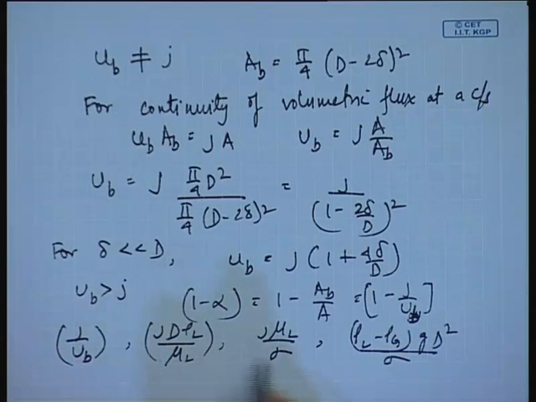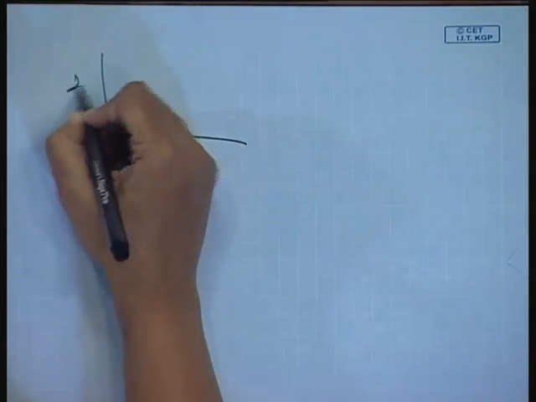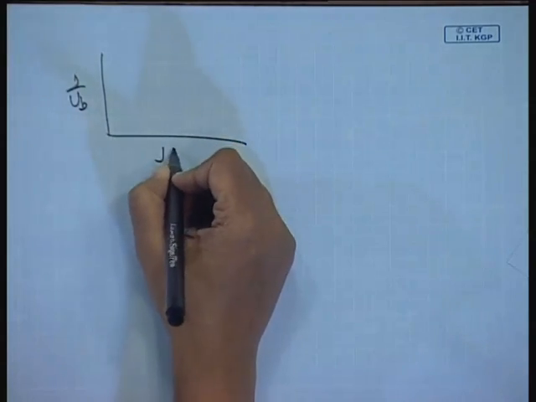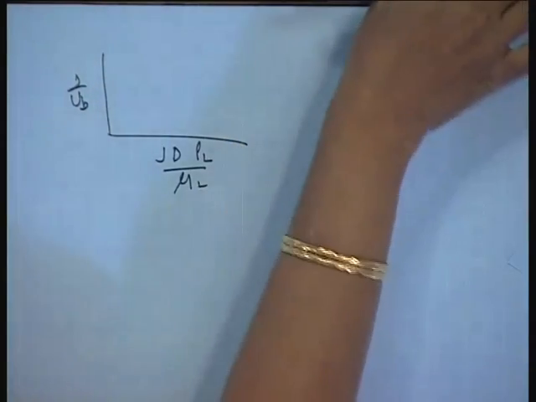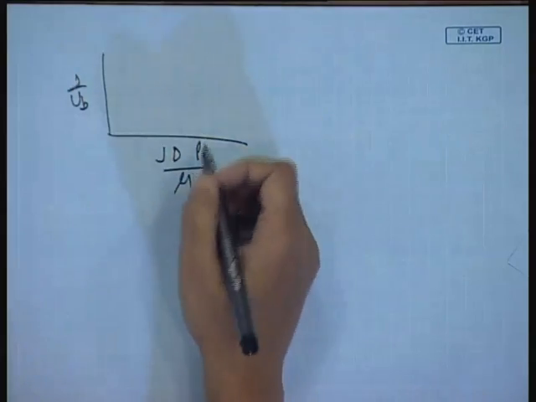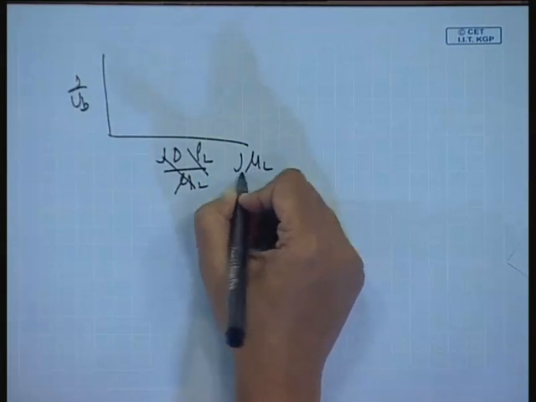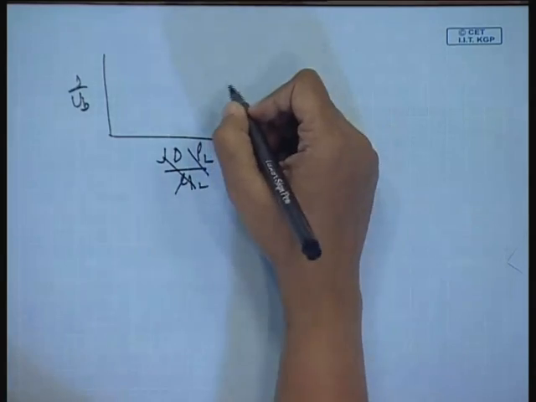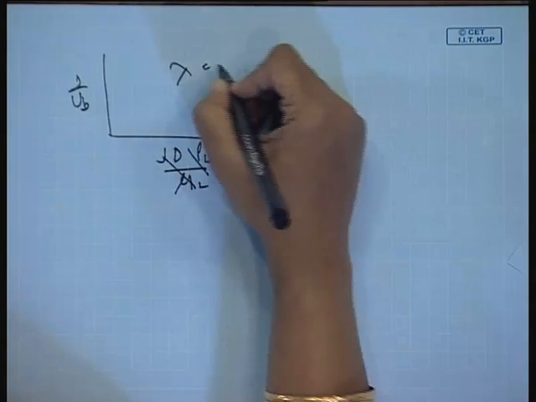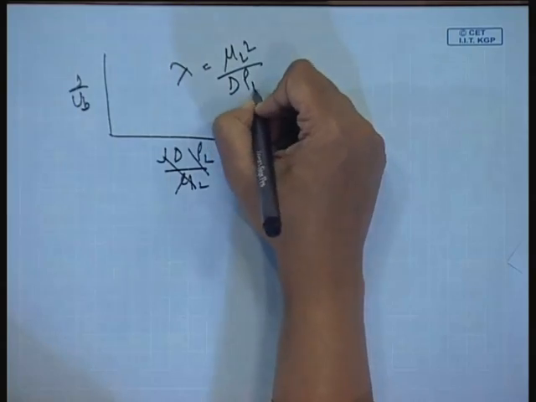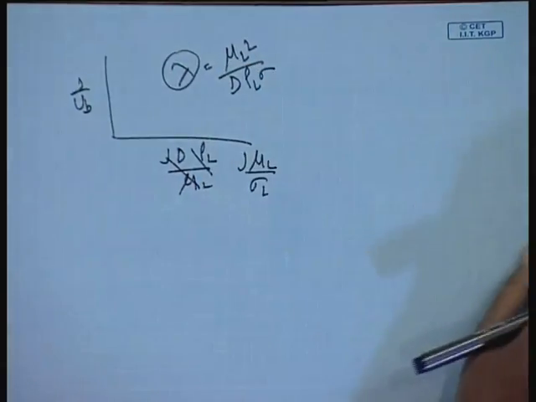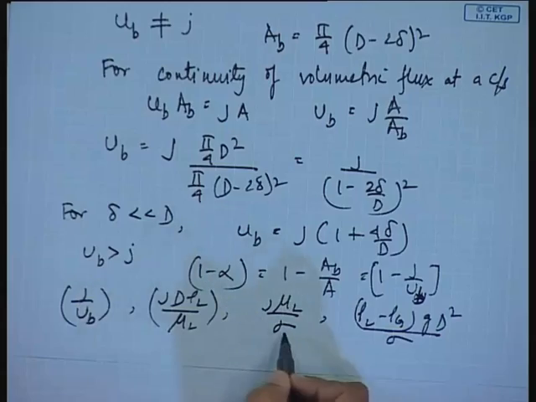So, again, what we would like to do is remove J from one particular thing. We can combine these two to form a liquid property group. Usually we find that J by UB is plotted as a function of J mu L by sigma, very sorry, not J d rho L by mu L, with one particular parameter lambda, where lambda is mu L squared by d rho L sigma. This lambda is obtained by eliminating J from these two terms.